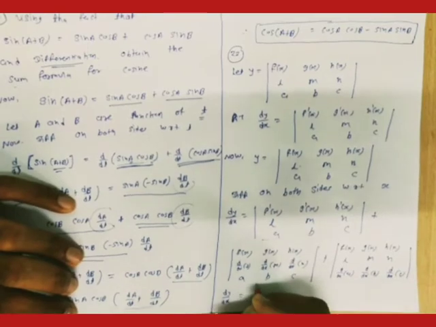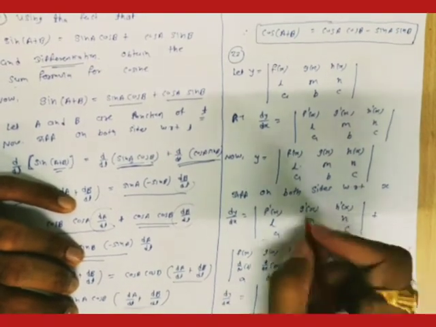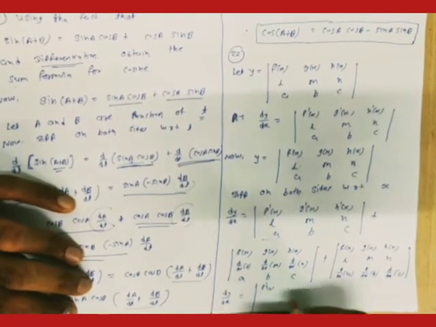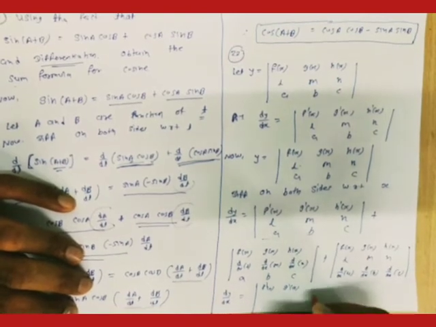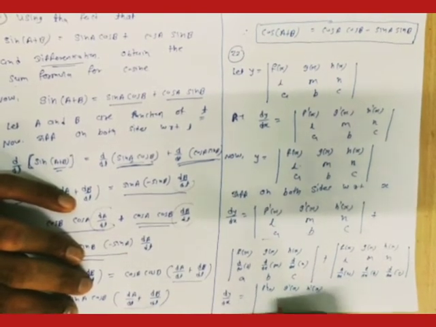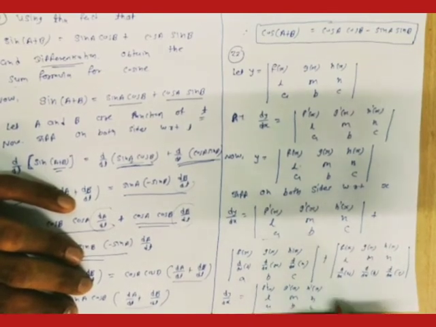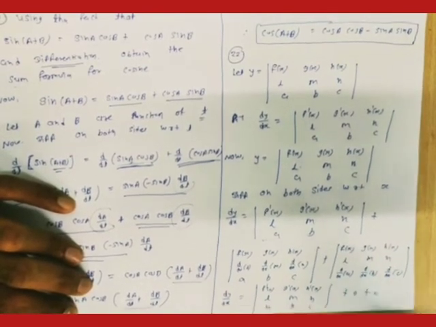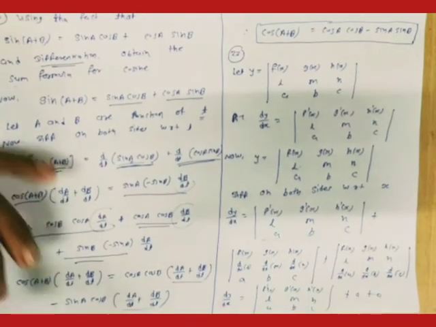dy by dx equal to this. These two terms are 0. So we'll get f dash x, g dash x, h dash x, l, m, n, a, b, c plus 0 plus 0. So that you have to prove. Clear?